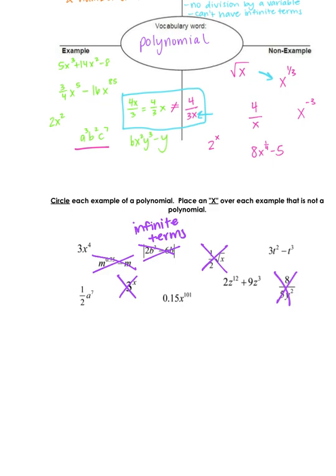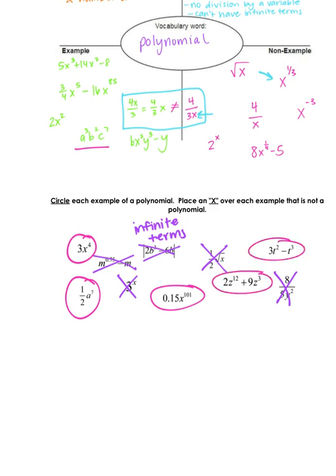So I'm going to kind of look. I've got 3x to the fourth. I don't have any rules that are being broken, so that one's fine. This one has a fraction, but it's out front. It's not part of the exponent, so that's fine. Same thing here. I've got a decimal, but it is part of the coefficient, not the exponent, so that's fine. And then these are just pretty standard polynomials right there.